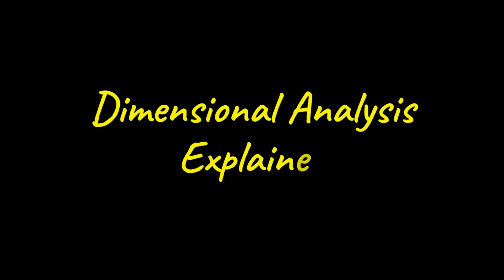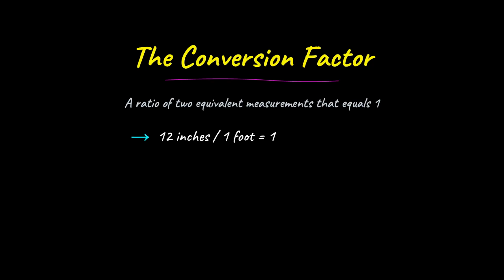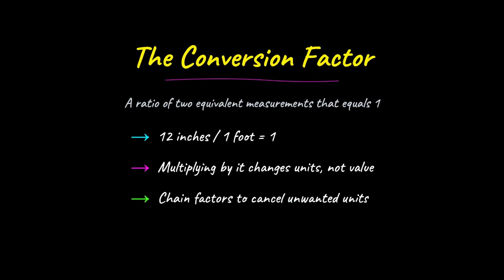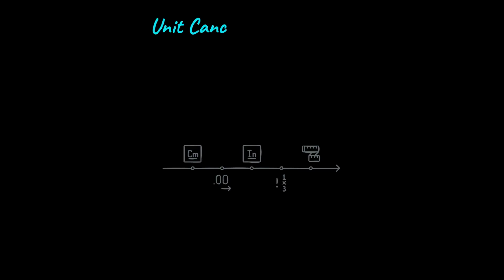Dimensional analysis is a universal problem-solving technique built on one powerful idea: multiplying a quantity by a carefully chosen ratio equal to 1 changes its units without changing its value. The conversion factor is simply a ratio of two equal measurements. Because the ratio equals 1, multiplying by it transforms only the unit expression, not the quantity itself. Chaining several factors together cancels each unwanted unit step by step until only the desired unit remains.